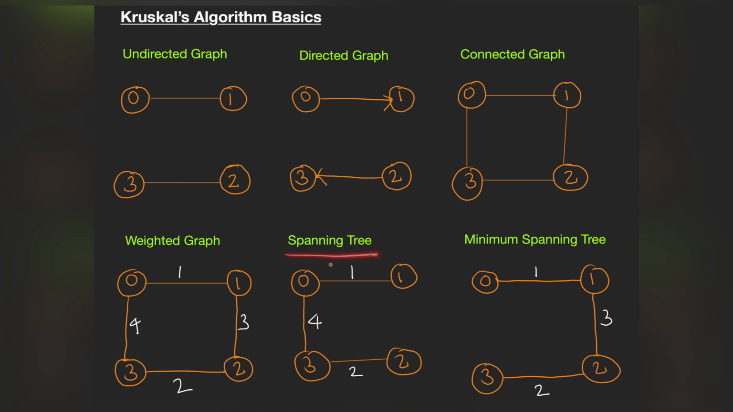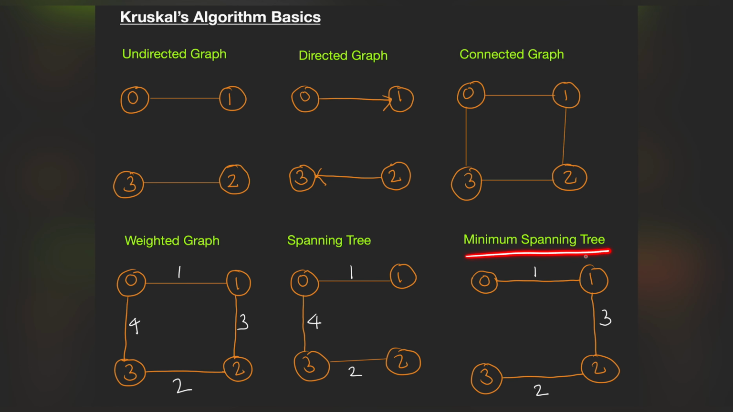A spanning tree is a subgraph of an undirected connected graph which includes all the vertices of the graph with the minimum possible number of edges. So in this case, the original graph has 4 edges to connect 4 vertices, but we can connect these 4 vertices using only 3 edges. So that's why the spanning tree will look like this. For an undirected connected graph like this, there can be multiple spanning trees. These two are examples of spanning trees for this original graph.